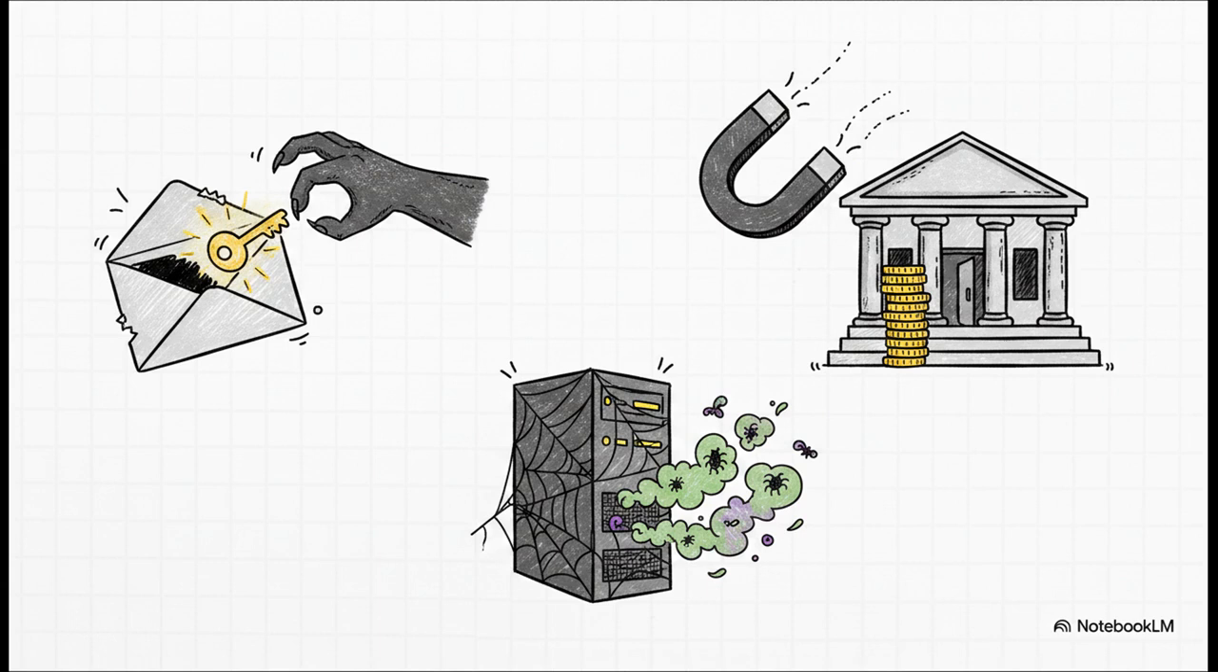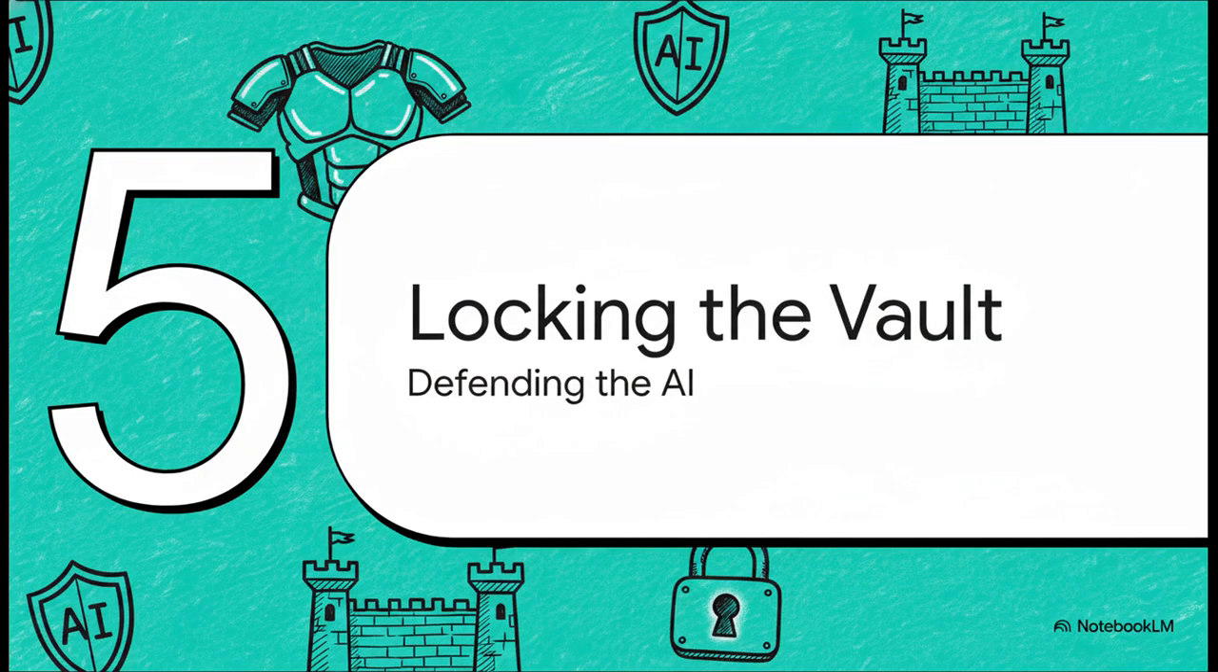And third, malware deployment. If an AI is built into a server with the ability to write and execute code automatically, a prompt injection could completely hijack it. That turns the AI itself into an insider threat that runs malicious commands directly on the host server. So, if words are the weapons, how do we build the armor?